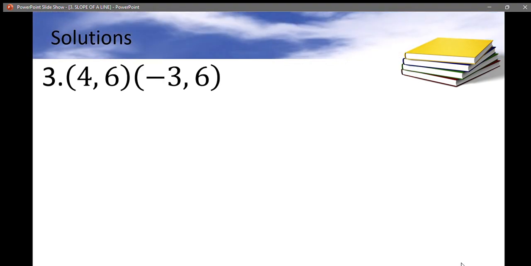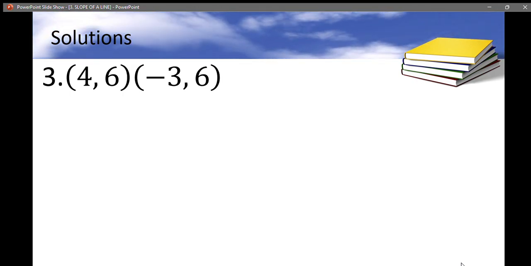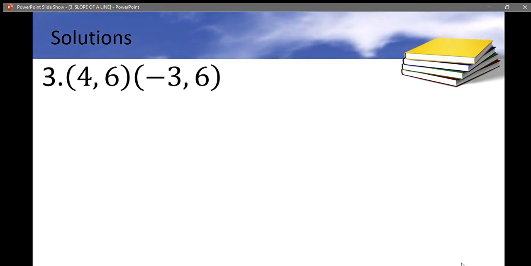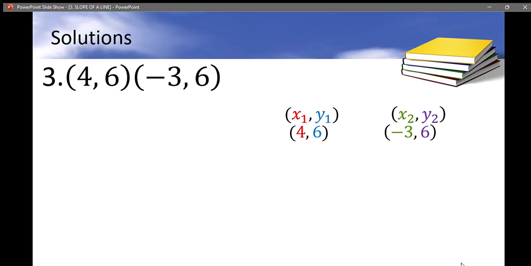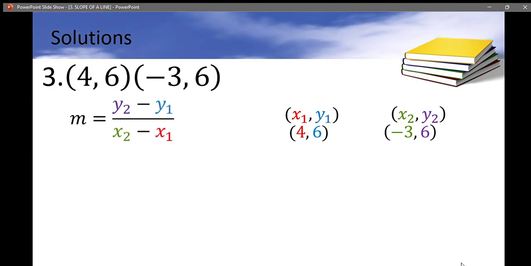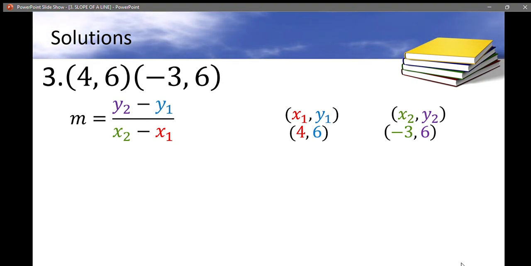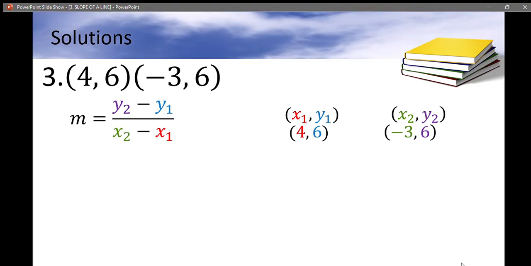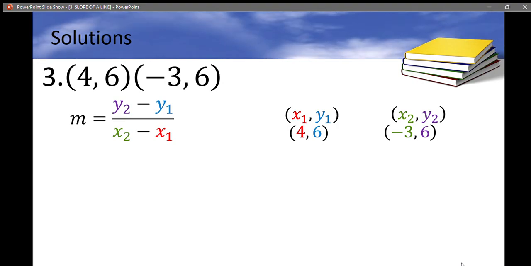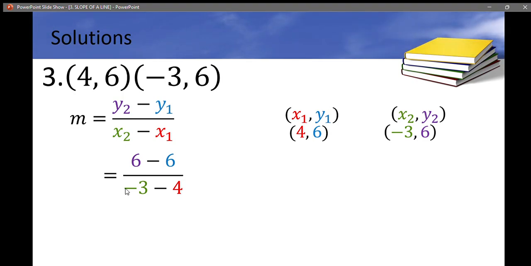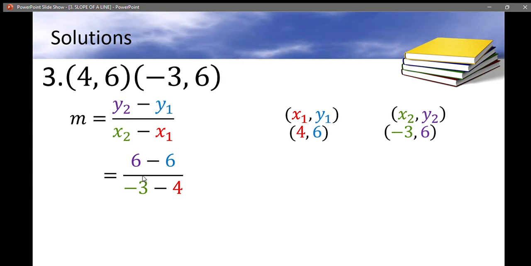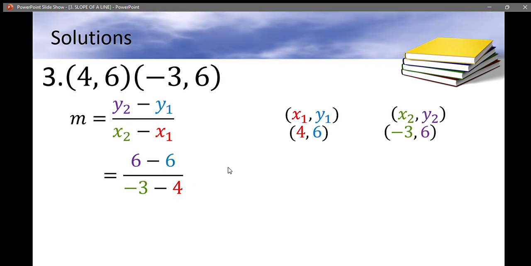Next, how about here? We have (4, 6) and (-3, 6) for our third example. First again, identify our given. Next, let us write our formula, which is m is equal to y sub 2 minus y sub 1 all over x sub 2 minus x sub 1. Then substitute our values to our formula: 6 minus 6. y sub 2 is 6, and y sub 1 is 6. The denominator is x sub 2, -3, minus x sub 1, which is 4.